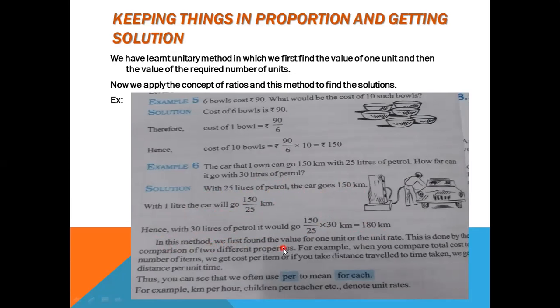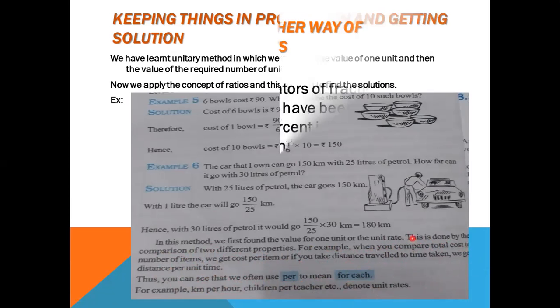So in this method we first found the value for 1 unit, or the unit rate. This is done by the comparison of two different properties. For example, when you compare total cost to number of items, we get cost per item, or if you take distance traveled to time taken, we get distance per unit time. So thus you can see that we often use per to mean per each. For example, kilometer per hour or children per teacher, etc. These denote unit rates. So this is why this is called the unitary method.